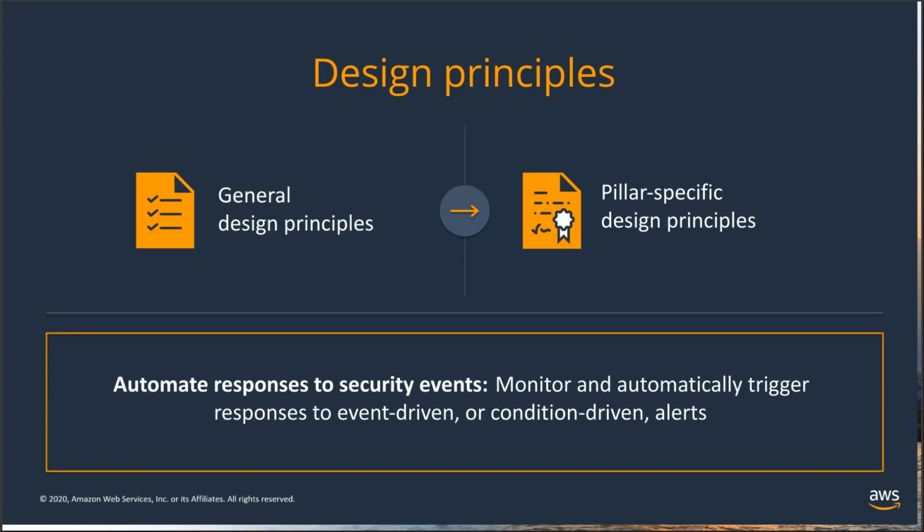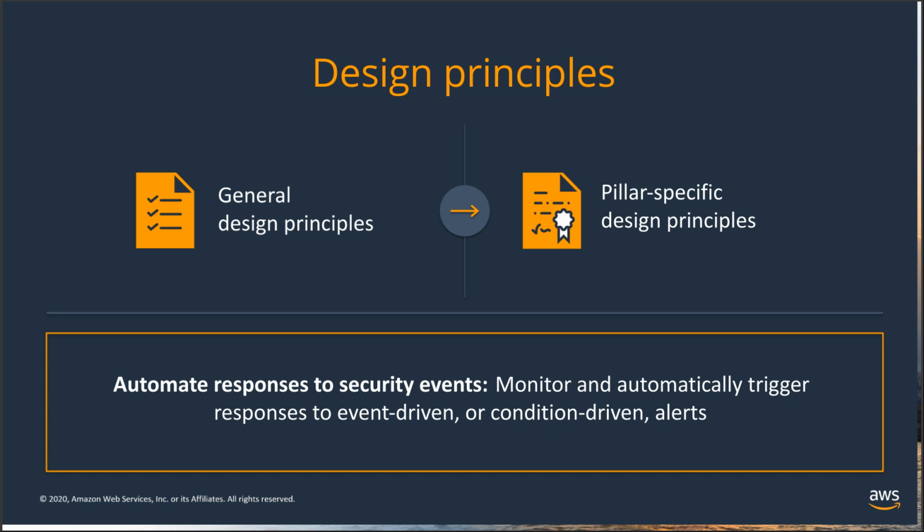The design principles help you adopt an appropriate model when building for the cloud. It ensures you take advantage of the capabilities of AWS and free yourself from some of the constraints of thinking around traditional approaches. We have both general design principles that apply across the entire framework, and then we have pillar-specific design principles that apply for each of those pillars.